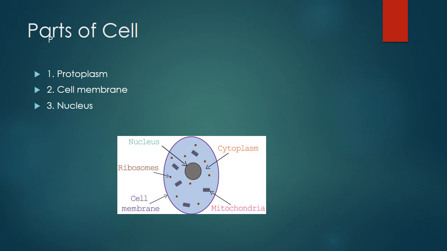Look at the diagram. This is the diagram of cell. It has three main parts. Number one is nucleus, which is present in the center of the cell. Sometimes it is present at the periphery. Periphery means at the corner of the cell. It has an outer covering that is called cell membrane, and third part is protoplasm. Now we will study one by one about the parts of the cell.